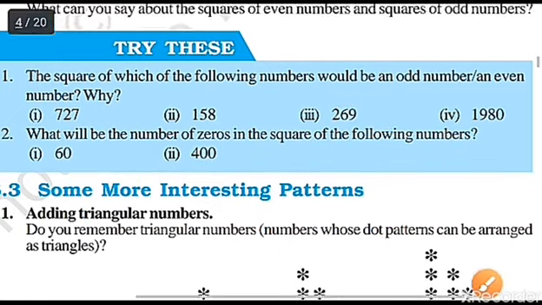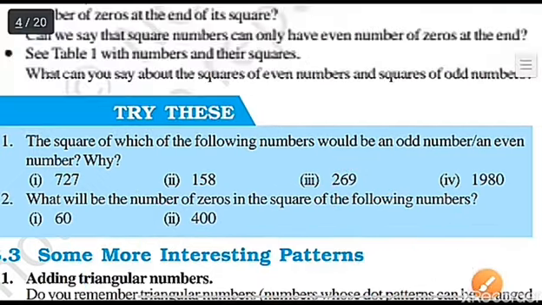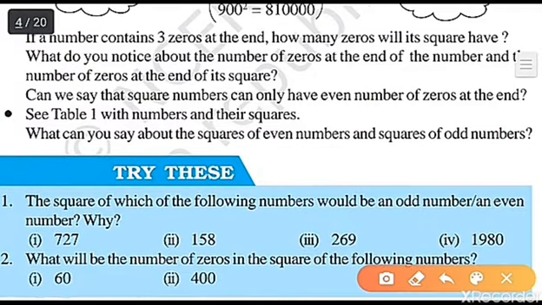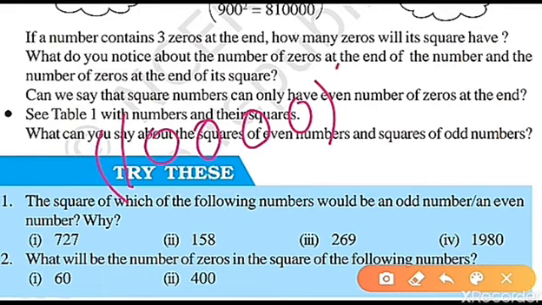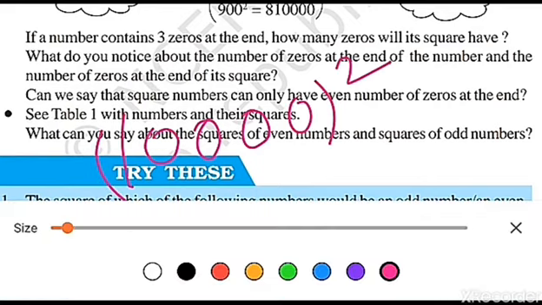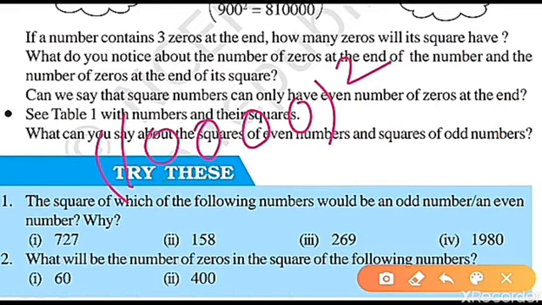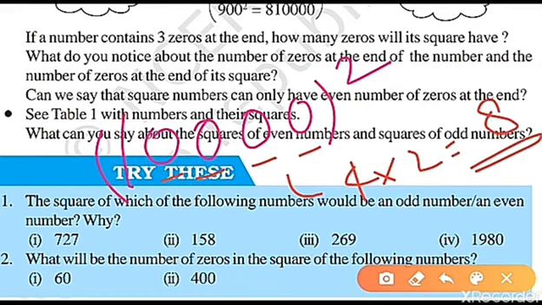If we write 10000, you can see it has 4 zeros, and if we square this number, we get 4 into 2, that is 8 zeros. So 8 zeros will be there.